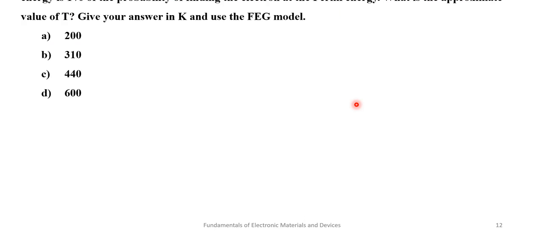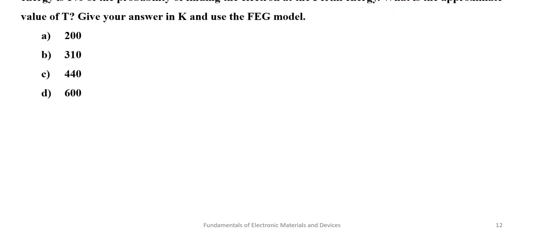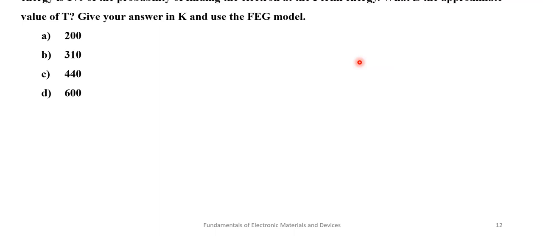So the next question is, in a metal at some temperature T, the probability of finding an electron 0.2 electron volt above the Fermi energy is 1% of the probability of finding an electron at Fermi energy. What is the approximate value of T? Give your answer in Kelvin and use the FEG model. First, you have to find the probability at 0.2 electron volt. From here you know 1 plus e power (E minus EF) by KT, where the E minus EF value here is 0.2. That is one case. Keep these points in mind.